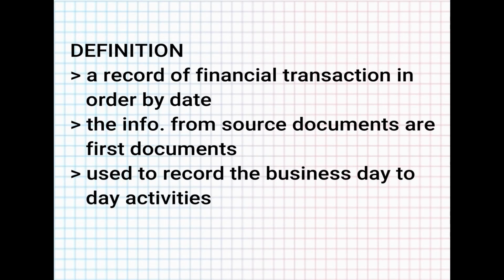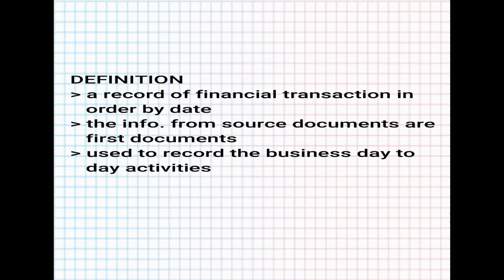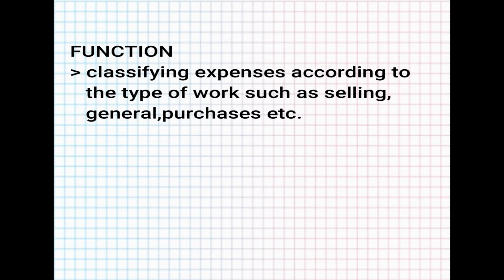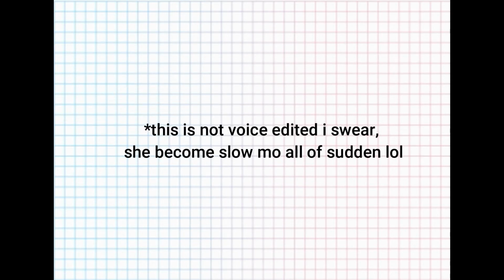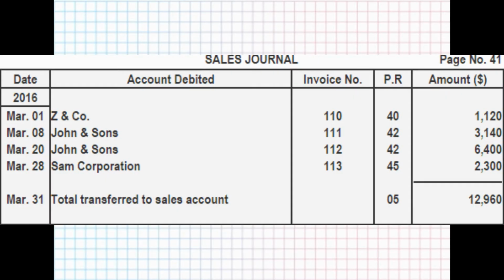The second step is transferring it to journals. In accounting and bookkeeping, a journal is a record of financial transaction in order by date. Journals are also known as books of original entry or books of prime entry because it is where the information from source documents is first recorded. It is used to record the business day-to-day activity. The function of journal is classifying expenses according to the type of work such as selling, administration, general, and finance. Examples of journal are general journal, purchases journal, and sales journal.